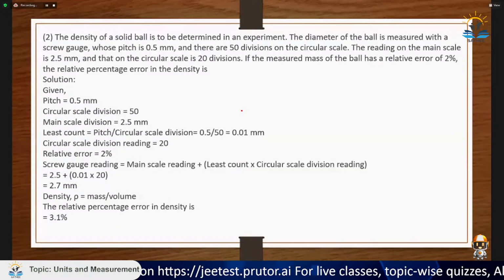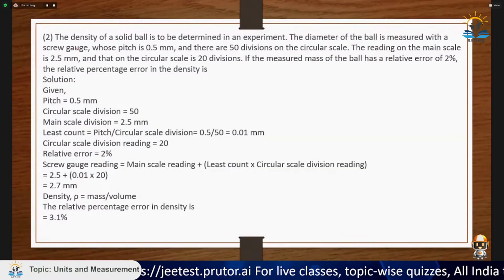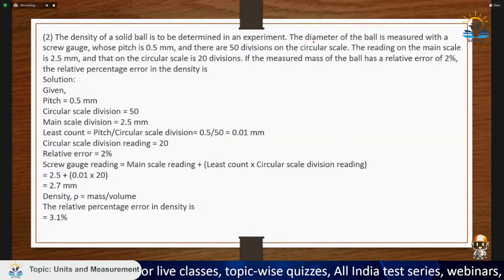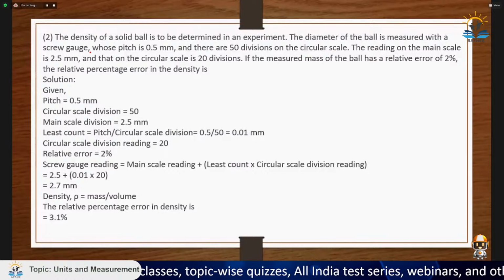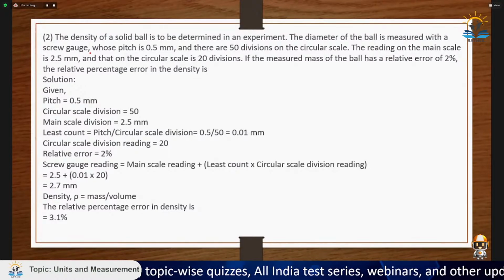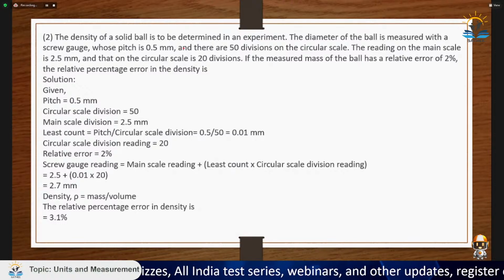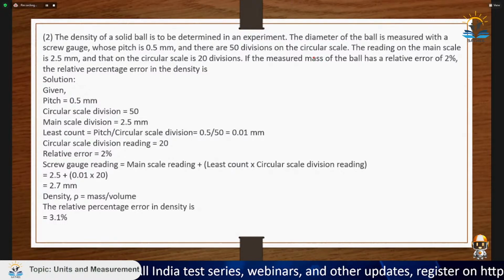So moving ahead. In this question, it is given that the density of a solid ball is to be determined in an experiment. The diameter of the ball is measured with a screw gauge. Okay, a screw gauge is used here. You should know the principle of the screw gauge; if not, I will tell you in this question. Its pitch is 0.5 mm and there are 50 divisions on the circular scale.